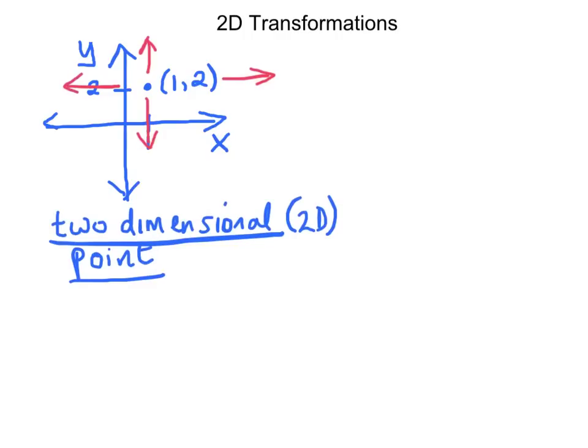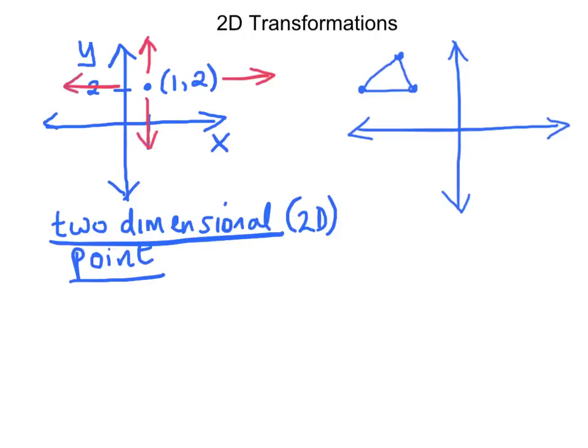A collection of 2D points will form for you an object on the Cartesian plane. So let me give you an example of that. Here's the Cartesian plane. Let's say you wanted to form a triangle. Well, to form a triangle, all you would need is 3 points on the Cartesian plane, and then if you join these 3 points, you would get a triangle.